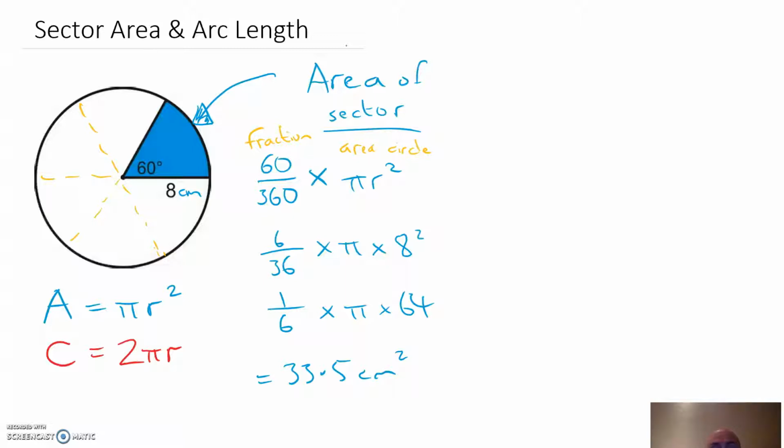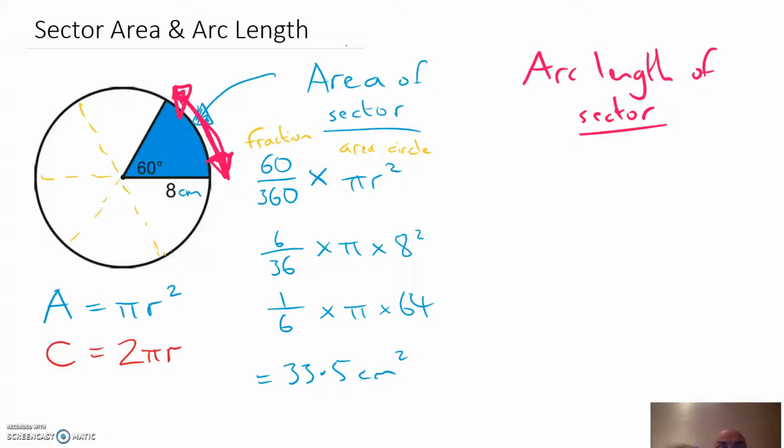It's what fraction of the area of the whole circle is shaded. Now let's try the circumference. Not the circumference, right, the circumference would be the whole way around the perimeter. What we're going to do is calculate the arc length. That length there. But we're going to use exactly the same method. So we want the arc length of that sector.